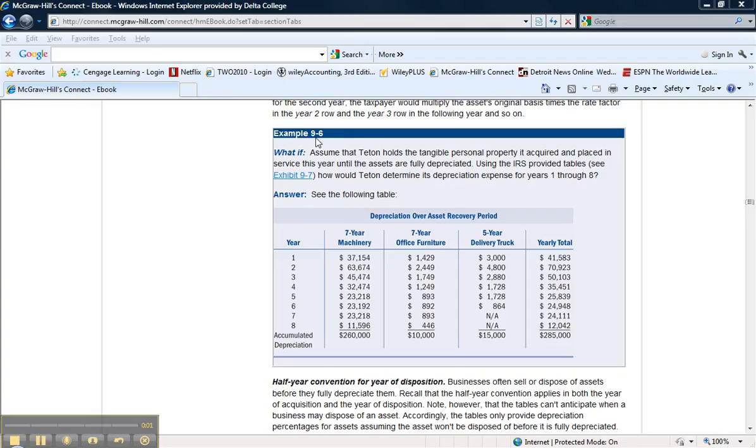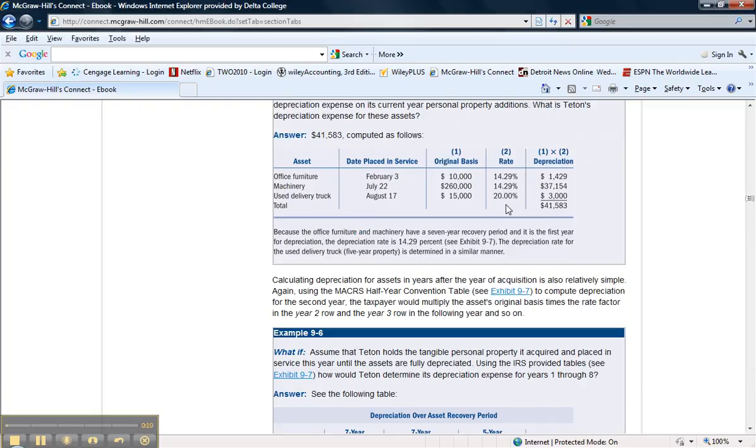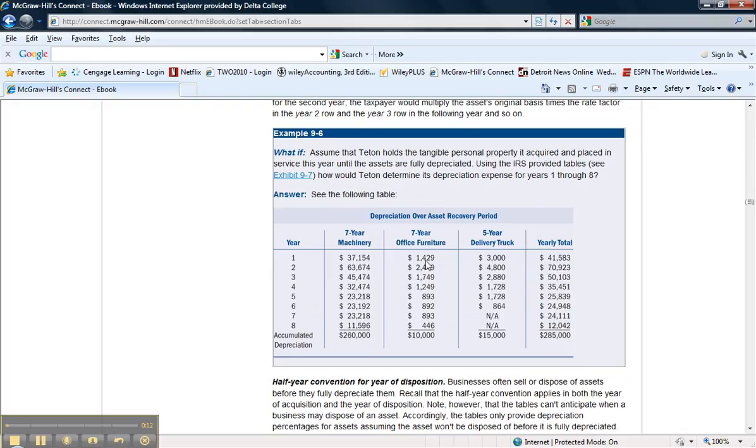Continuing on, you can see in example 9.6, if you were to depreciate all of these three assets that were provided in this example right up here, you would see how the depreciation expense or deduction would fall for each of those three assets, and you get your yearly totals over here. Then you can see at the end of the life of all those assets, you would have the original cost fully depreciated.